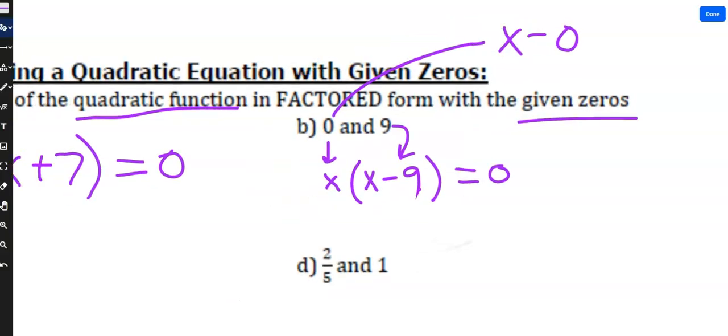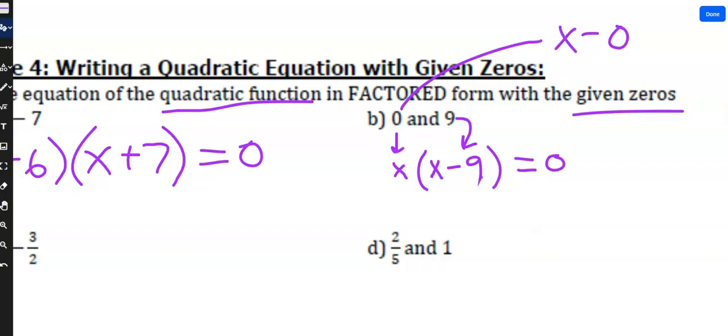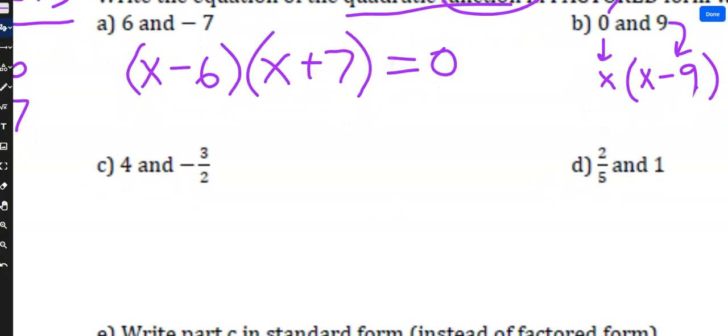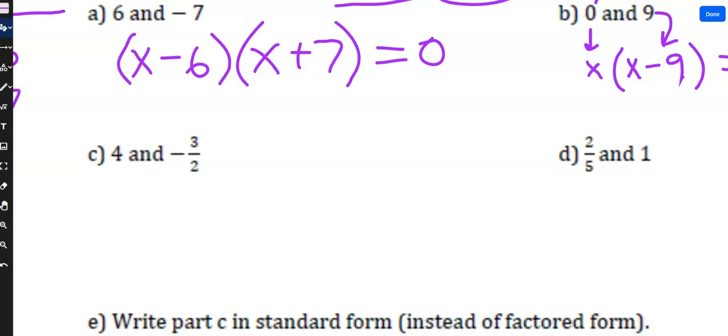Now, technically, to be a quadratic function, it would be equals y. Writing a quadratic equation with given zeros. See, they're confusing two things here, but we're just going to go with equals 0. Okay? Not to be confusing. Sorry about that. Just math teacher brain going crazy.